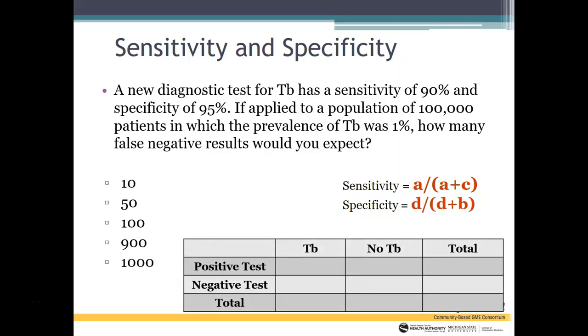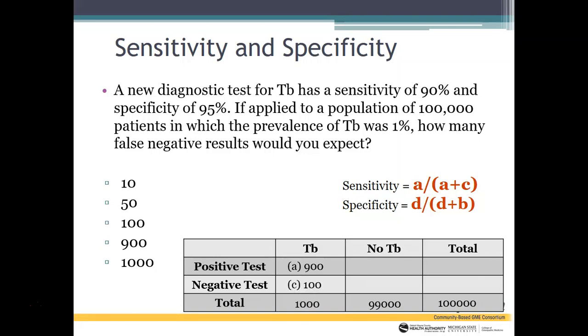All right, so we're going to work through this together. So we have a population of 100,000, and we see that the prevalence of TB is 1%. So the total number of patients with TB is 1,000. And so we can obviously do math and figure out that no TB is 99,000. And then we see the sensitivity. The sensitivity is 90%. So 90% of 1,000 is 900. And then doing the math, that's 100.